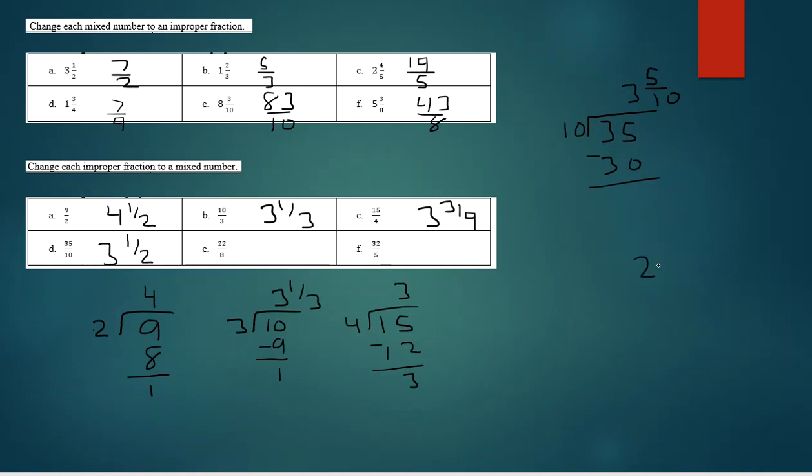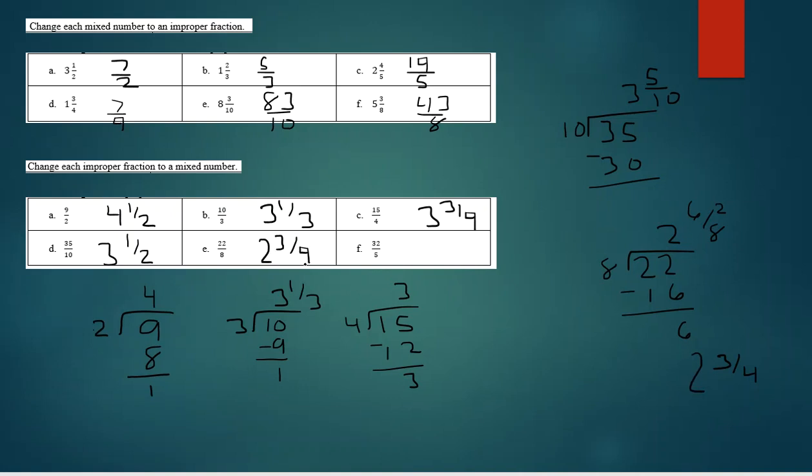Okay, 22/8. 22 divided by 8. 8 goes into 22 twice. 2 times 8 is 16. 22 minus 16 is 6. So 2 and 6/8. 6/8 is a fraction that can be simplified. 6 and 8 have a common factor of 2. 2 goes into 6 3 times. 2 goes into 8 4 times. So this would be 2 and 3/4.